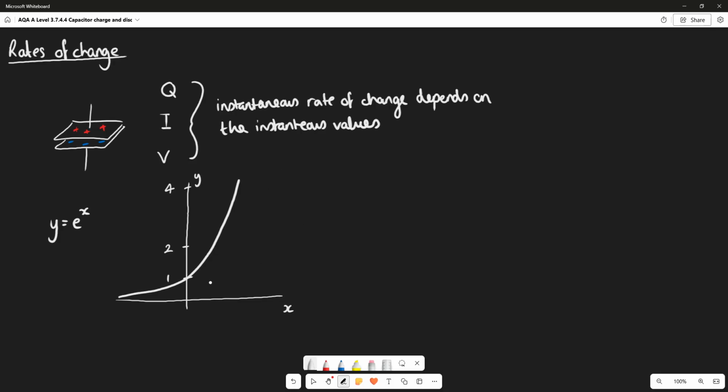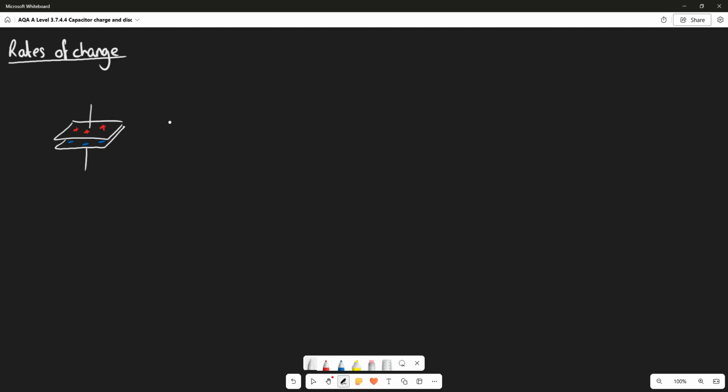This graph is special because at y equals 1, the gradient is equal to 1. At y equals 2, the gradient is equal to 2. And at y equals 4, the gradient is equal to 4. This equation allows us to connect instantaneous values with the rate of change at that moment. If we want to understand the way that current is changing, then we can use y equals e to the power of x to help us do this.